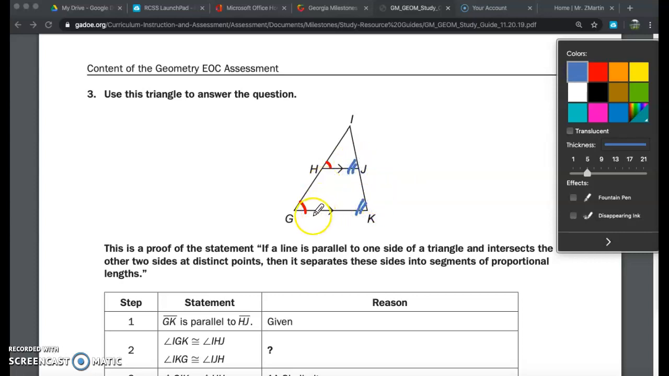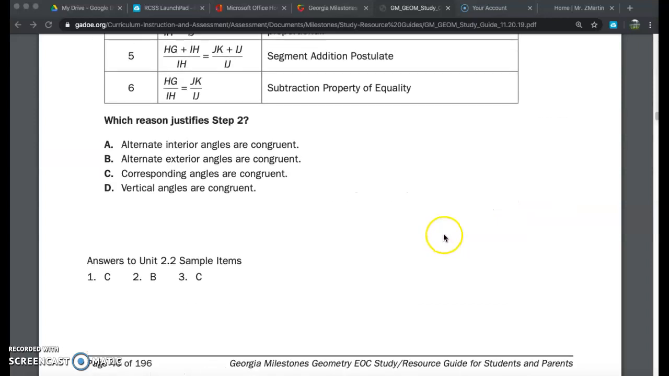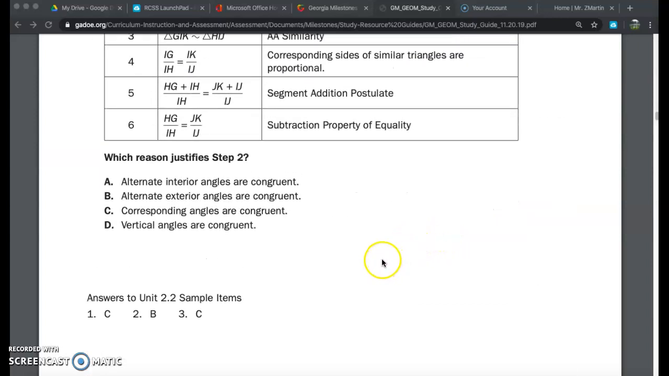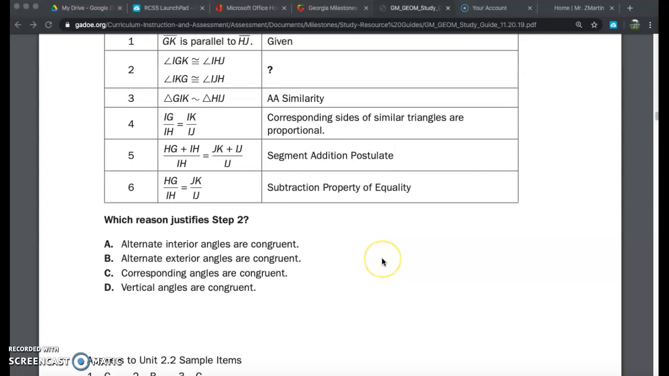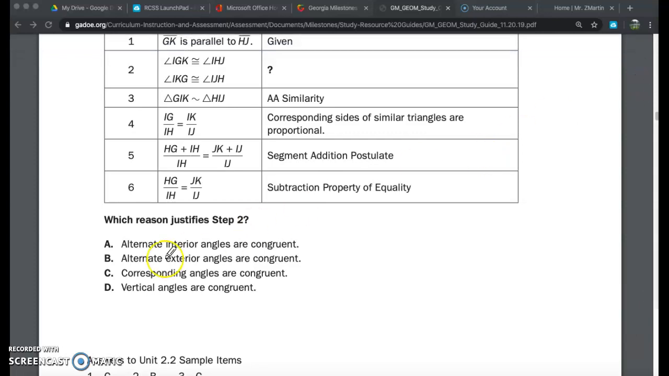Well, what sort of angles do we have? These are our parallel lines. I've got the red, I've got the blue. Think back to what you just saw. Hopefully, you could draw the connection that those are corresponding angles marked out there by the parallel lines. And so the answer here would be C. Corresponding angles are congruent. Like I said, directly from the EOC study guide, corresponding angles are congruent. That would be letter C right here.